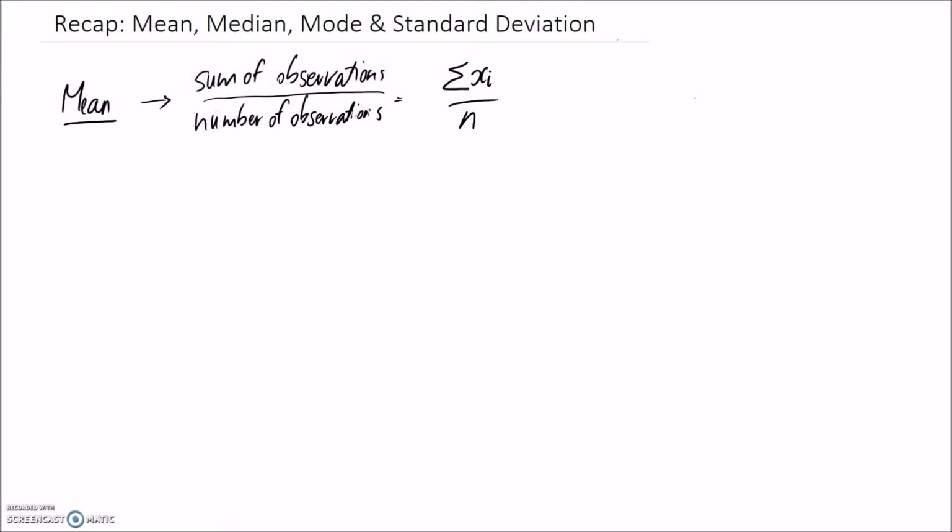we can calculate this as being the sum of all the observations that we have divided by the number of observations. So this is one of the most common ways of calculating an average. You can write this mathematically using these symbols here.